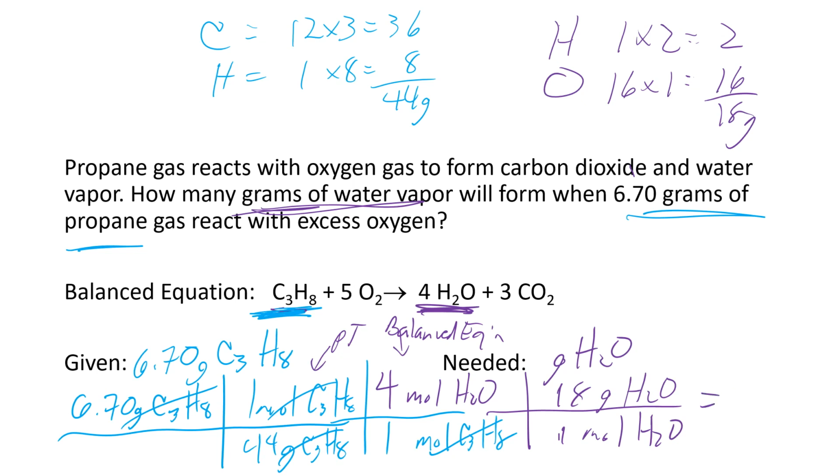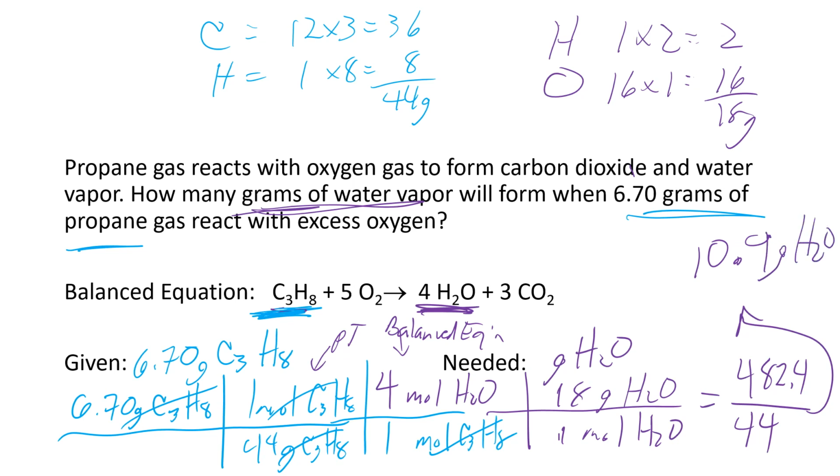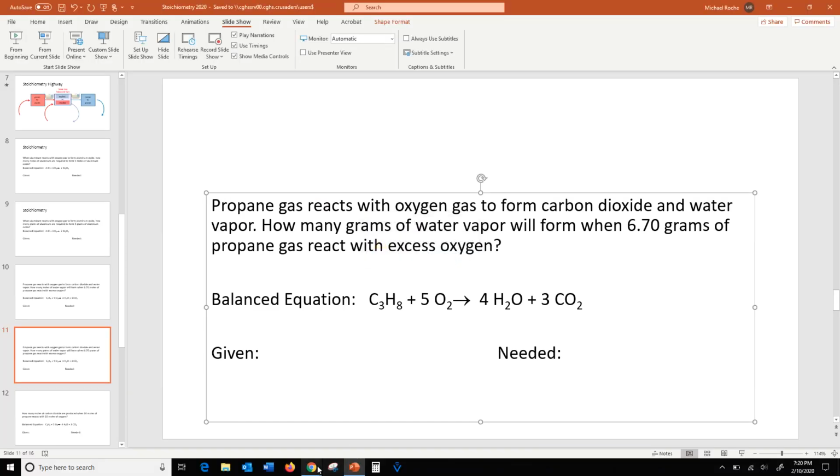6.7 times 4 times 18 is 482.4. Then 44 times 1 times 1 is 44. So we're going to divide 482.4 by 44, and that gives us 10.9. So the answer is, if we start with 6.7 grams of propane, we should end up with 10.9 or 11.0 grams of water, depending how you want to round that. All right, I hope that's helpful to you. That is stoichiometry in a nutshell.